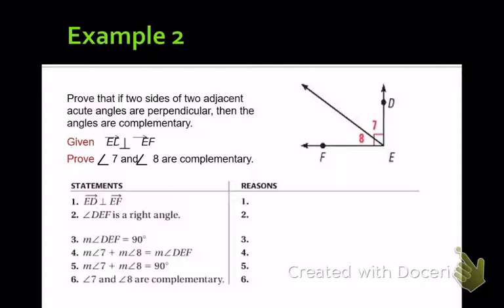Okay, so I'm going to go on. ED and EF are perpendicular. How do we know that? Because it's given to us. It's right up there in the given.